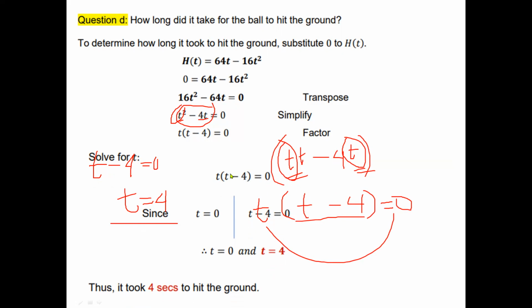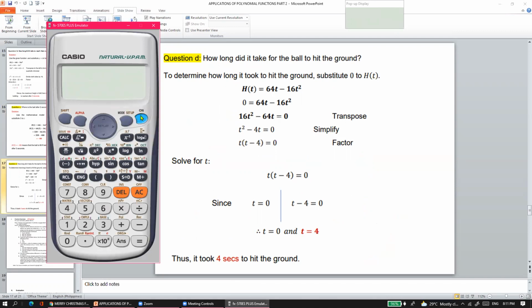Now, I just want you to see why it is 4. Let me type this equation: 16t squared minus 64t is equal to 0. Then let us try to solve for x. Type 16 alpha x squared, minus 64 alpha x, and then alpha calc, alpha 0. All you have to do is press shift calc and then equal. You will see that x is equal to 4. Thus, it took 4 seconds to hit the ground.